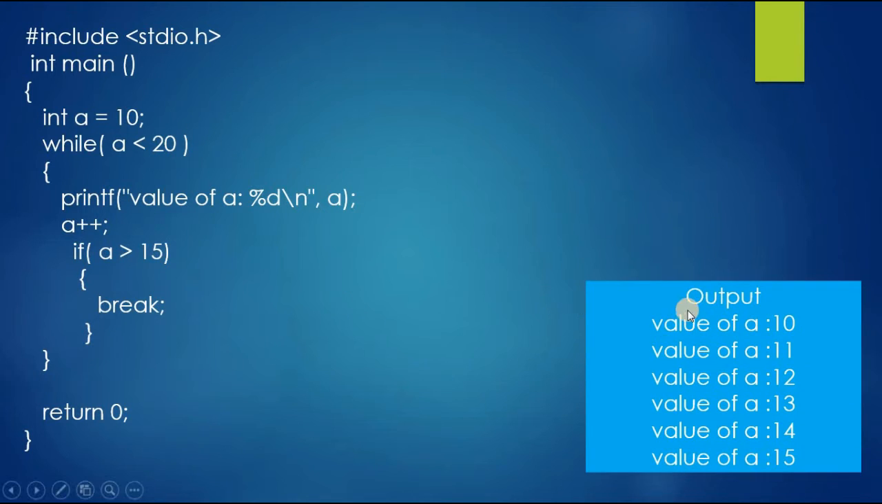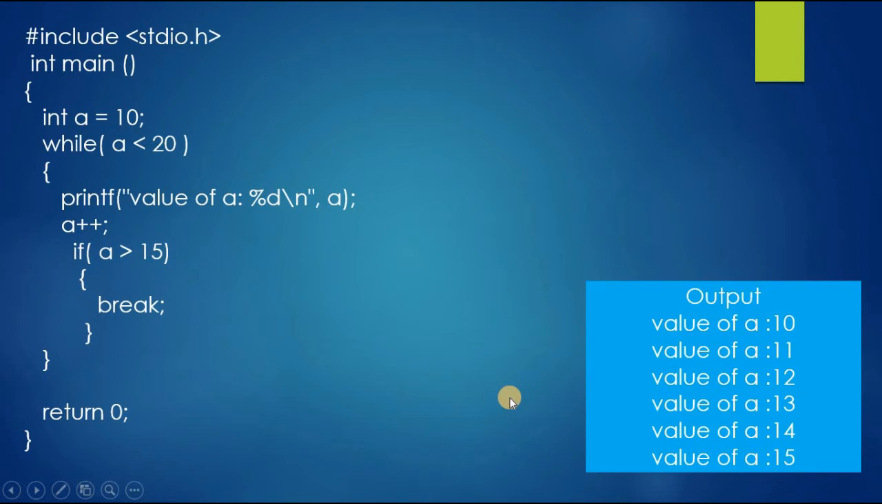We will get the output for this as the value of a: 10, 11, 12, 13, 14, 15, because we have given the condition that a is less than 20 and a is greater than 15. So we get the numbers 10, 11, 12, 13, 14, 15.